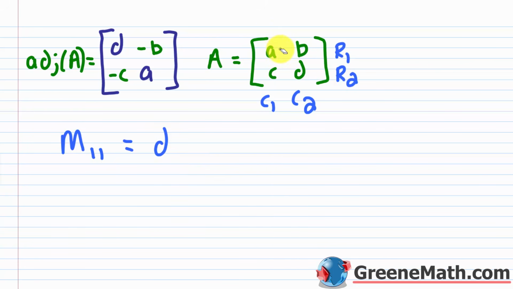But that is not the cofactor. There is an extra step. And there's a few different ways you can do this. Let me show you the long way, and then I'll show you how to make a little sign table so you can speed this up.